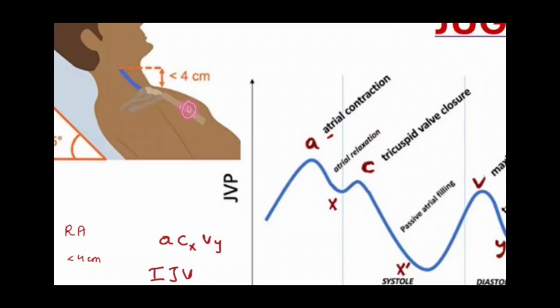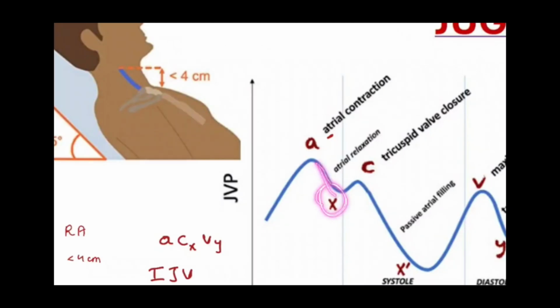So, after contraction, first the tricuspid valve will open and the atria will relax. So the atria will get bigger in size and the tricuspid valve will open. This will allow the blood to flow back. Okay, so this is what you notice. The downward flow is because of this, and the downward flow will lead to X descent.